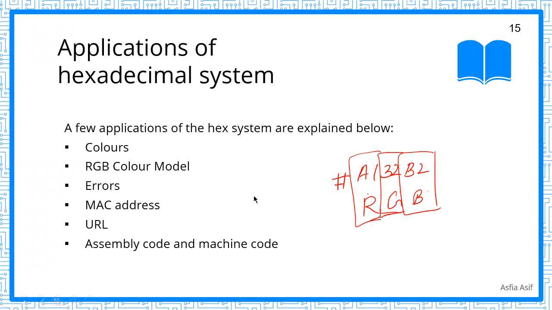URLs are the website addresses. We will see how they are used. Assembly code and the machine code. As I said, the machine code or the assembly language is the lowermost language that humans can use to program the hardware, program the computer system. So again, we still cannot write the coding or the commands in binary, so we use the hexadecimal codes.